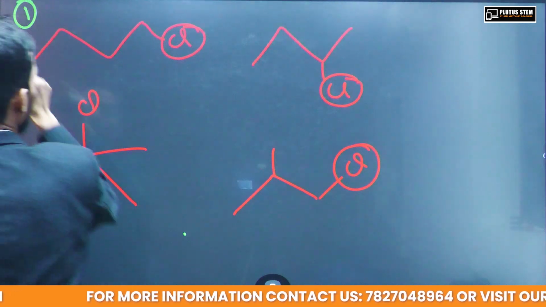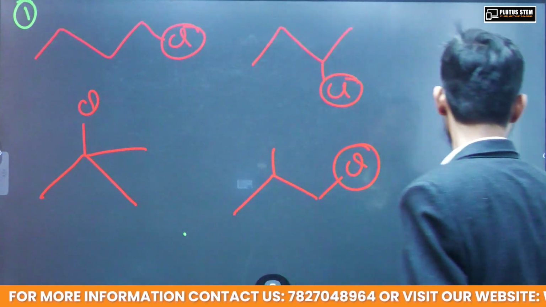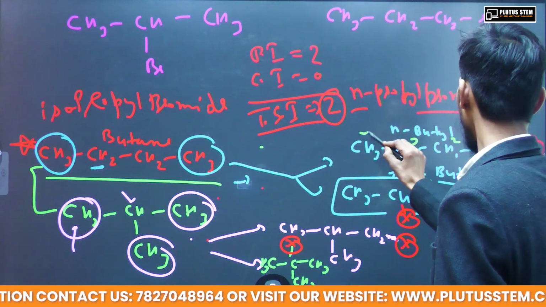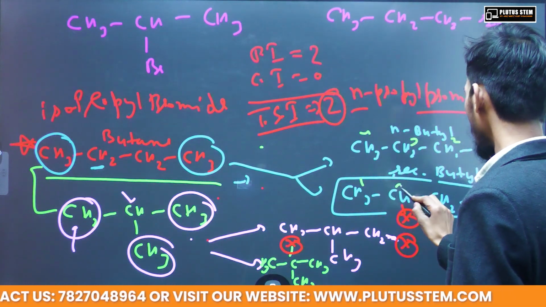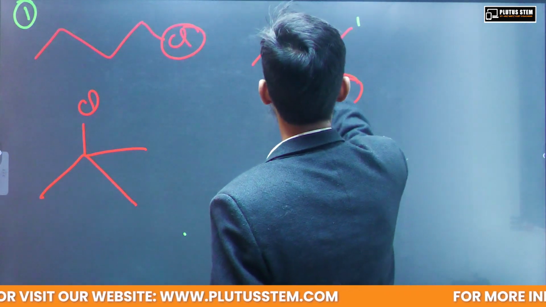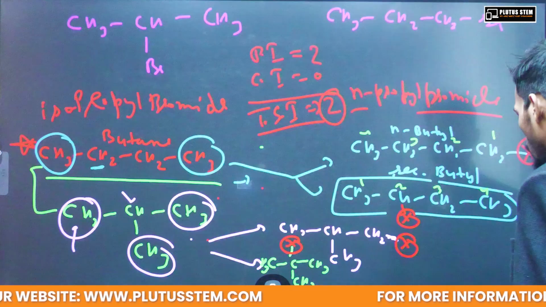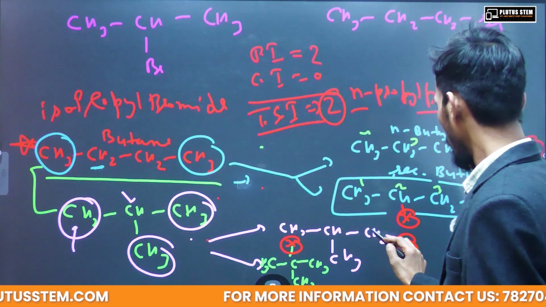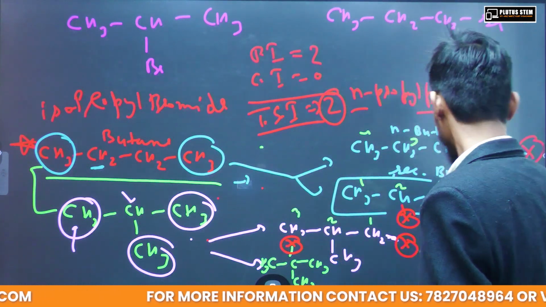This was the first one. 1, 2, 3, 4 carbon. This one, 1, 2, 3, 4. And regarding this, 1, 2, 3, 4. This is this one, 1, 2, 3, 4. Regarding this one, sorry, regarding this one, 1, 2, 3.